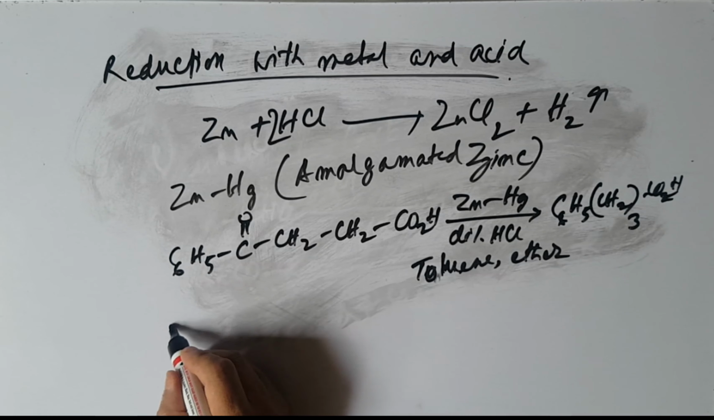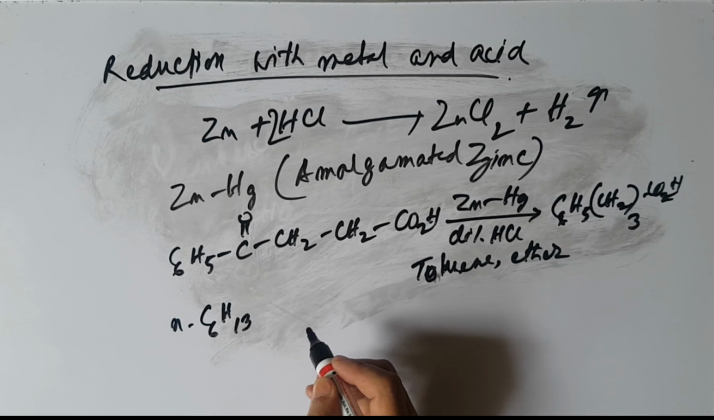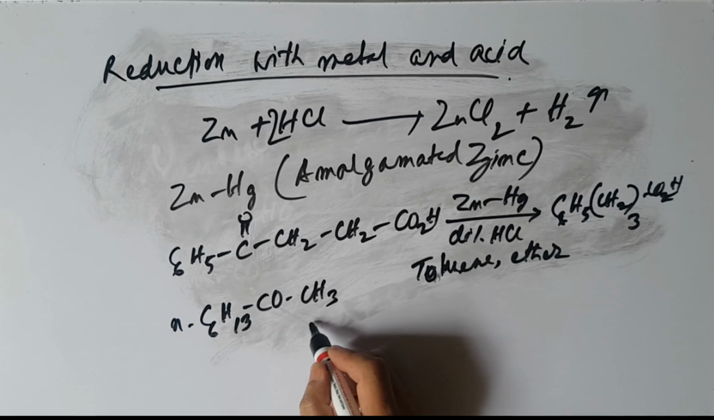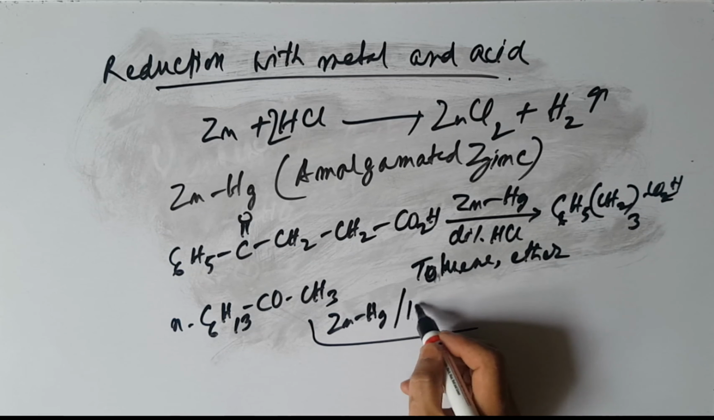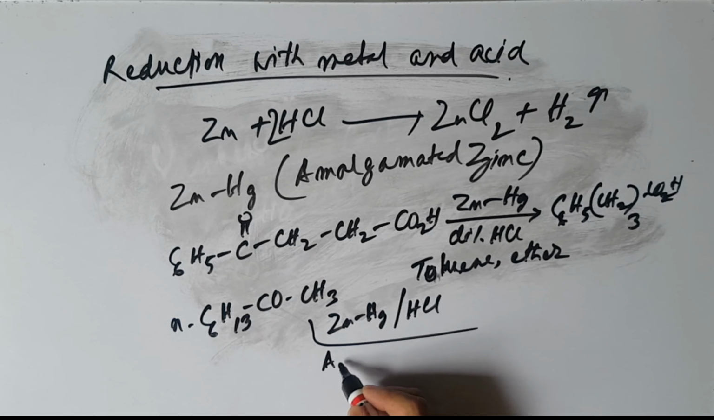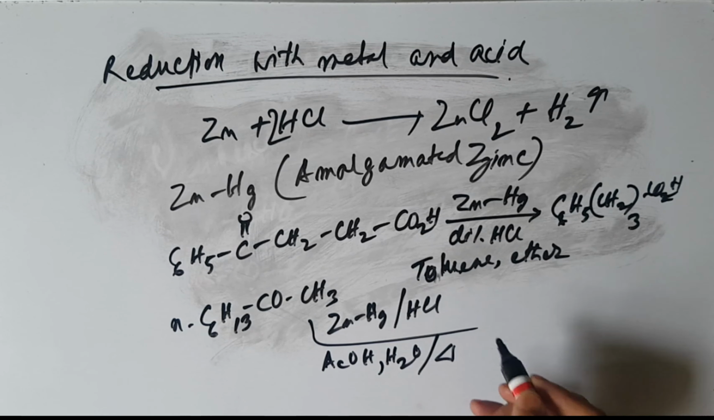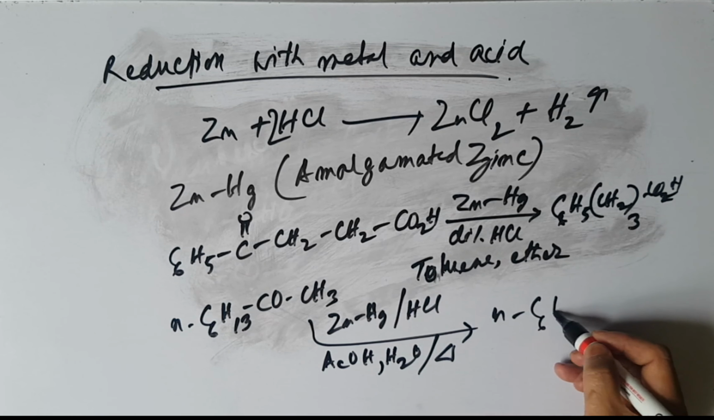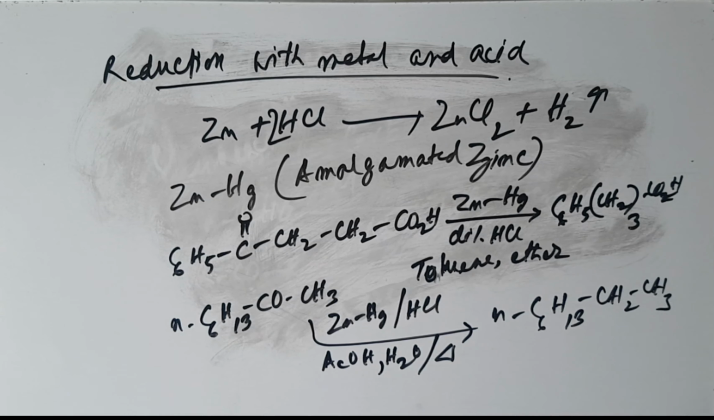Another example: C6H11, a cyclohexyl group, and a carbonyl group with CH3. Here also it is the same case: zinc-mercury in the presence of HCl. Acetic acid can be used, and water, with heat under reflux. Here this carbonyl group is reduced to CH2, giving cyclohexyl CH2 CH3. I will give another example in cyclic systems.